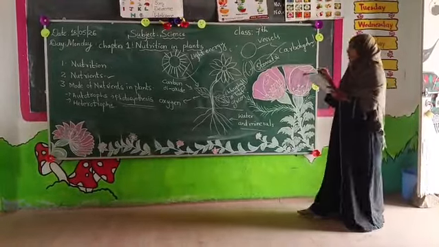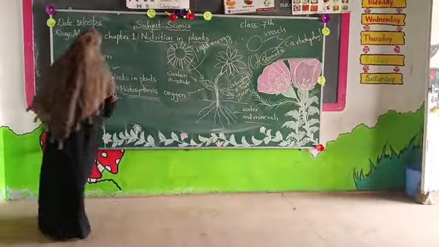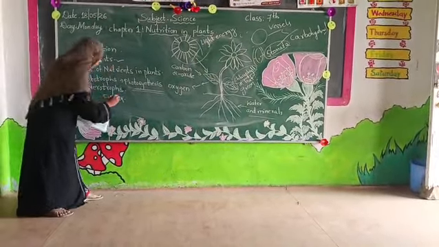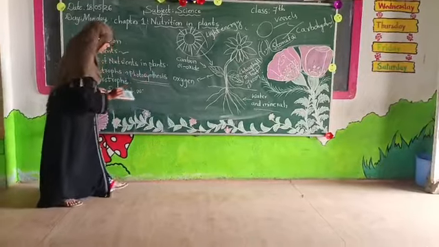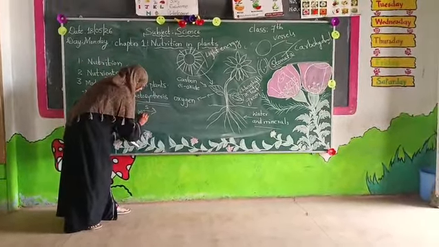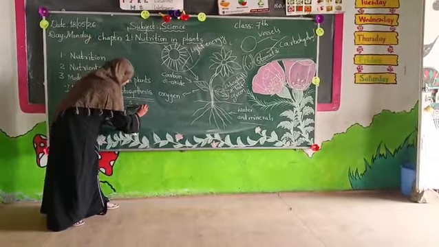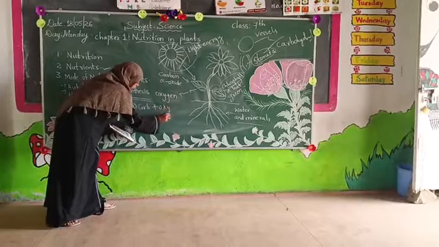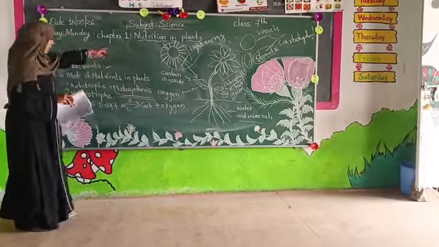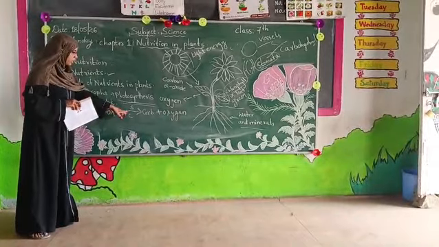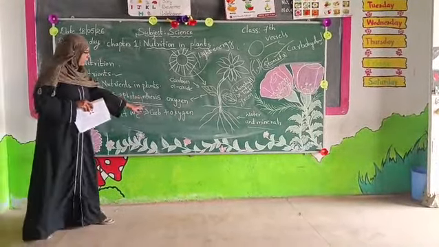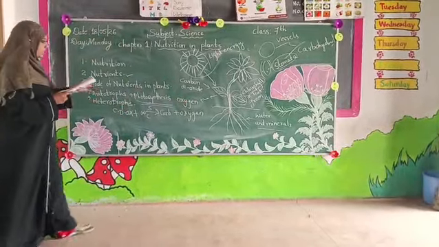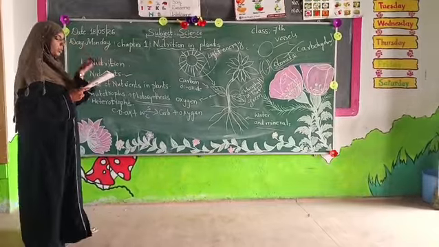The process can be represented by an equation: carbon dioxide plus water, in the presence of sunlight and chlorophyll, becomes carbohydrates plus oxygen. This is the equation. During the process, oxygen is released.